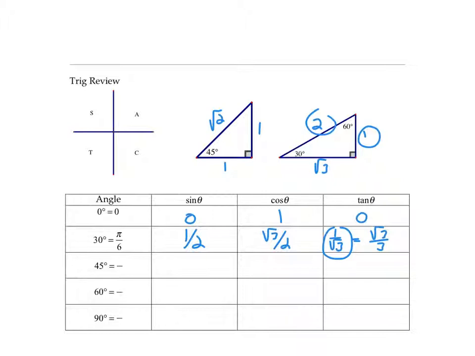Okay, 45 degrees in radians is pi over 4. The sine and the cosine are both going to be equal to each other, square root of 2 over 2. And the tangent of 45 degrees is 1.